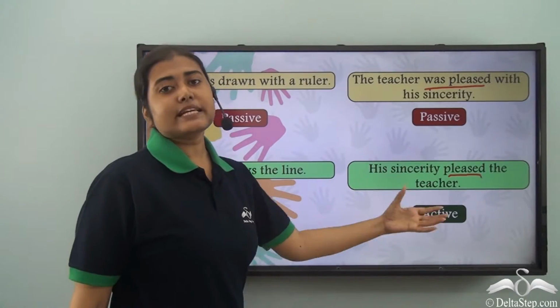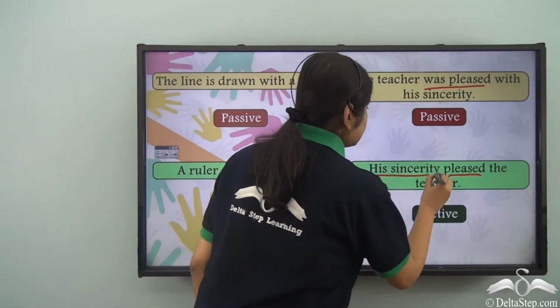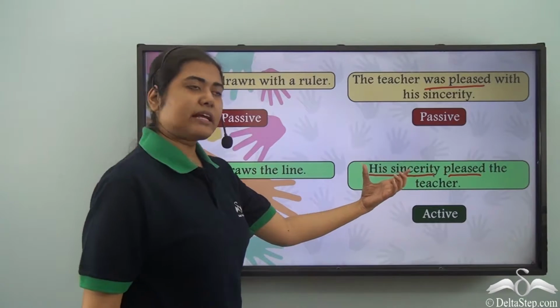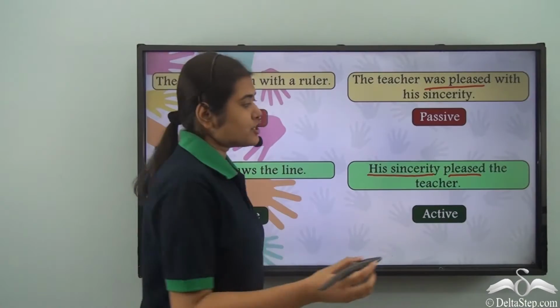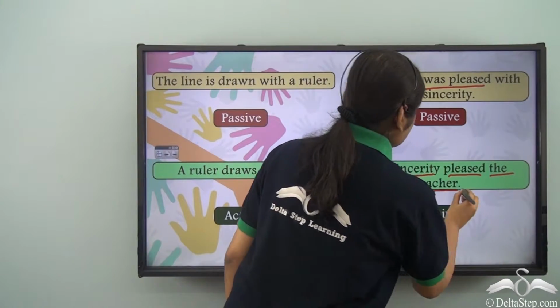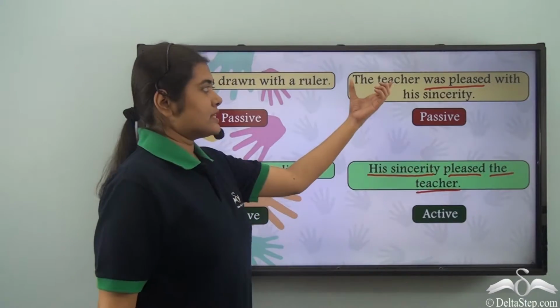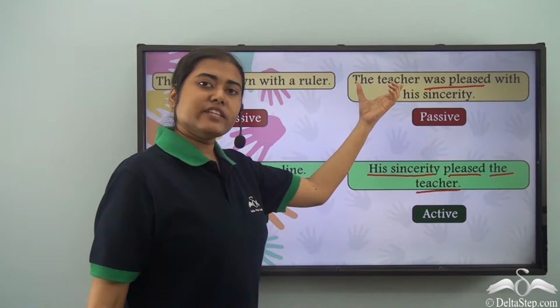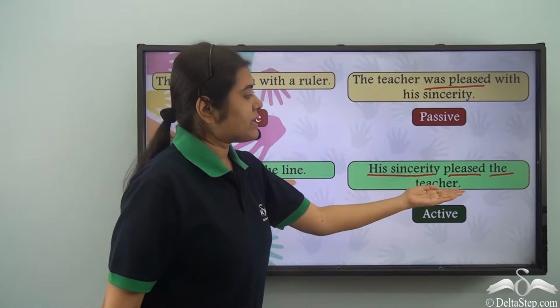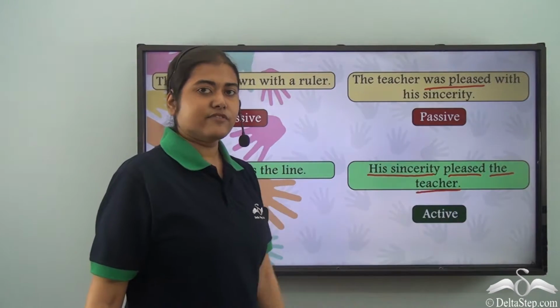Now, what pleased the teacher? His sincerity. So this becomes the subject as well as the doer of the verb pleased. And it is followed by the object, the teacher, because in this sentence, who was pleased? So the receiver of the action was the teacher. That becomes the object in active voice.